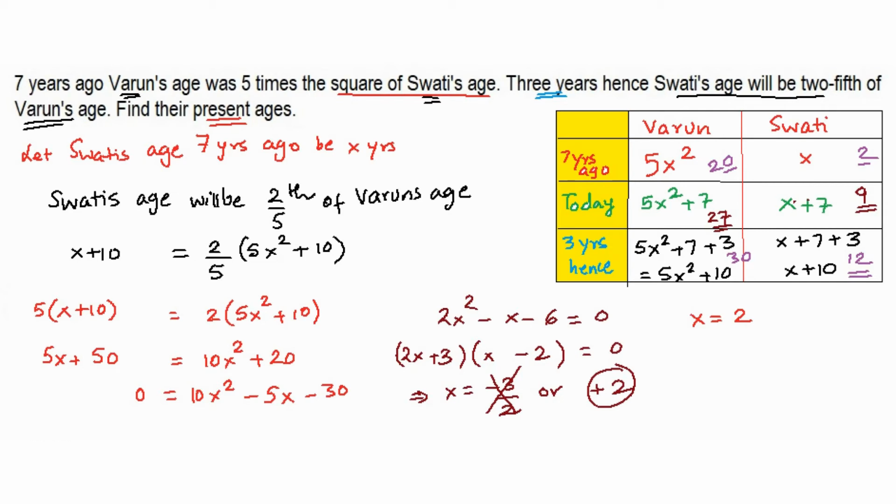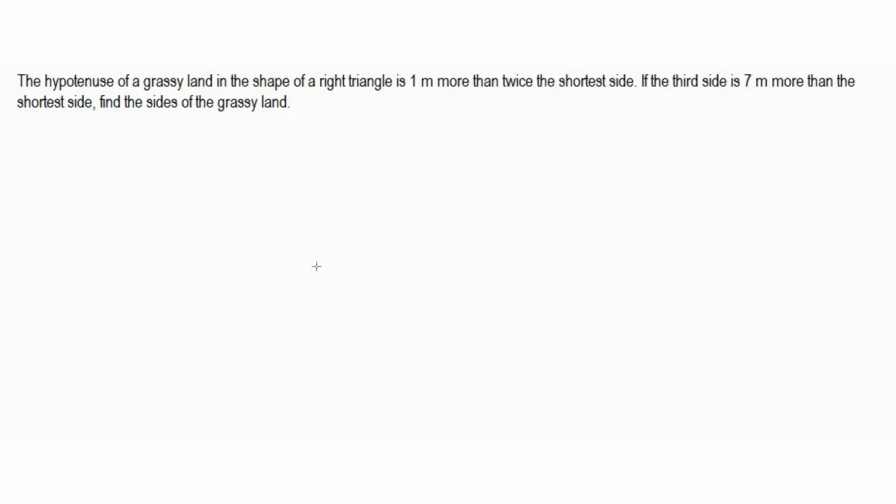Moving on to the next question. So let us now solve some questions based on geometry. This is the first one. The hypotenuse of a grassy land in the shape of a right triangle is 1 meter more than twice the shortest side. So let's quickly draw a right angle triangle. Let's consider that the vertical side is the shortest side. Okay. So let's mark the right angle triangle. I have A, B and C, and angle B is equal to 90 degrees.